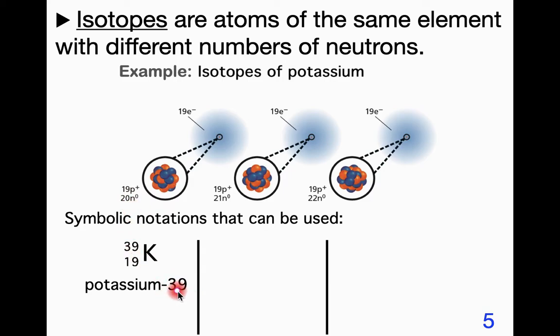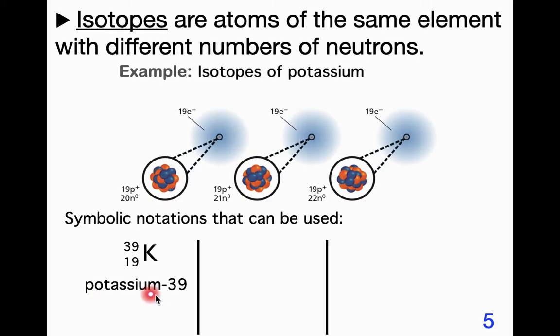A lot of times students mistake that to be the number of neutrons. So no, in none of this is there a number that gives you the number of neutrons. You always have to figure it out by subtracting the atomic number from the mass number.